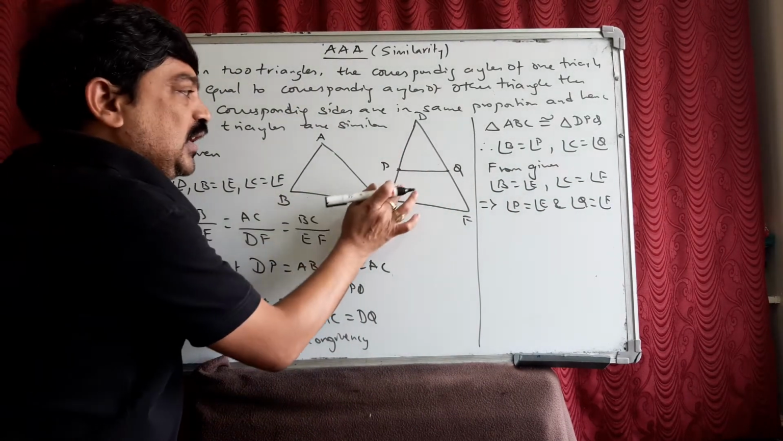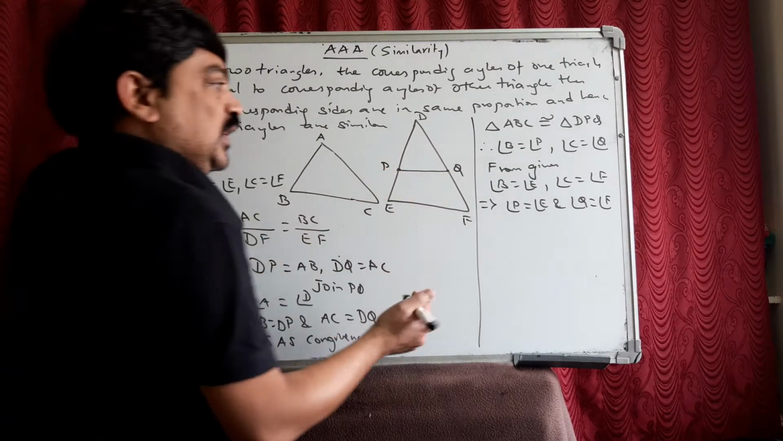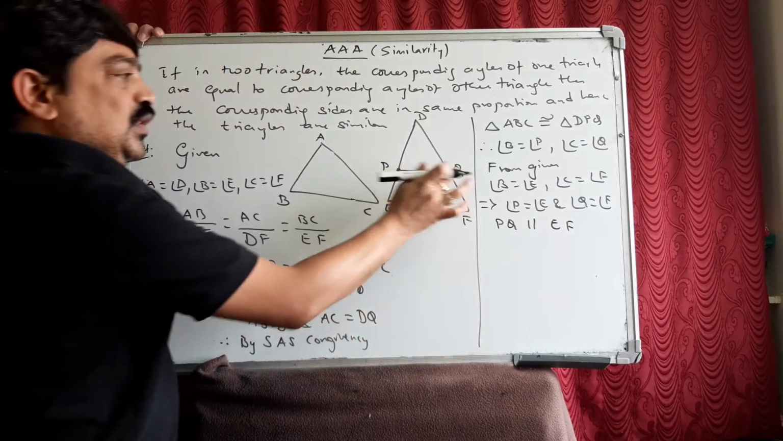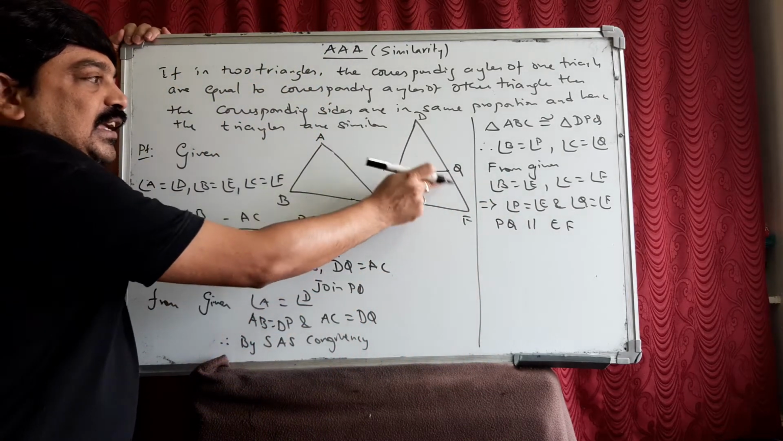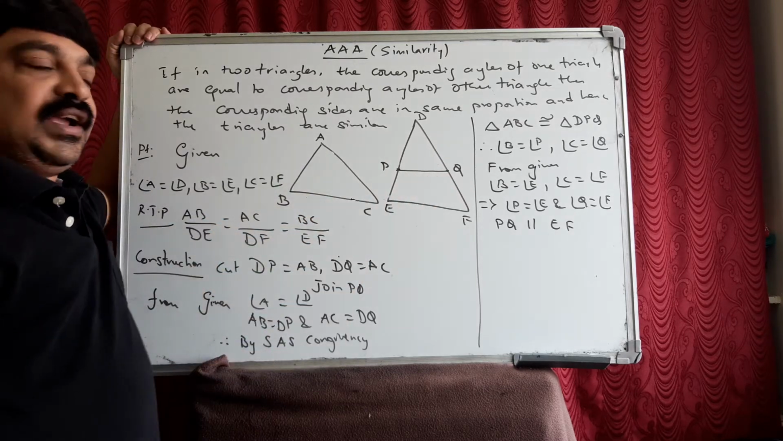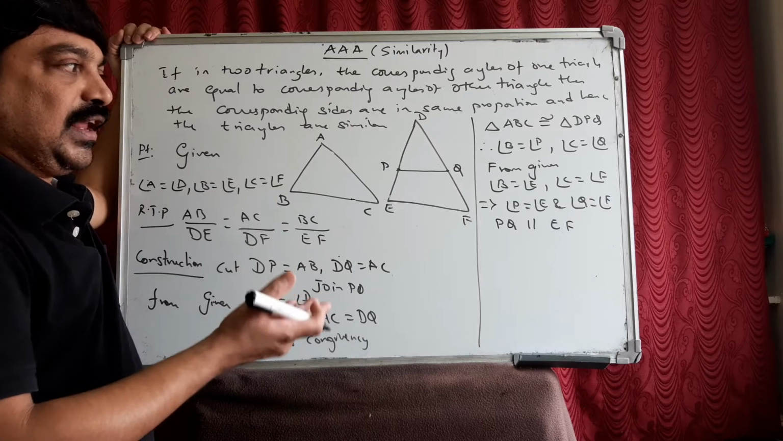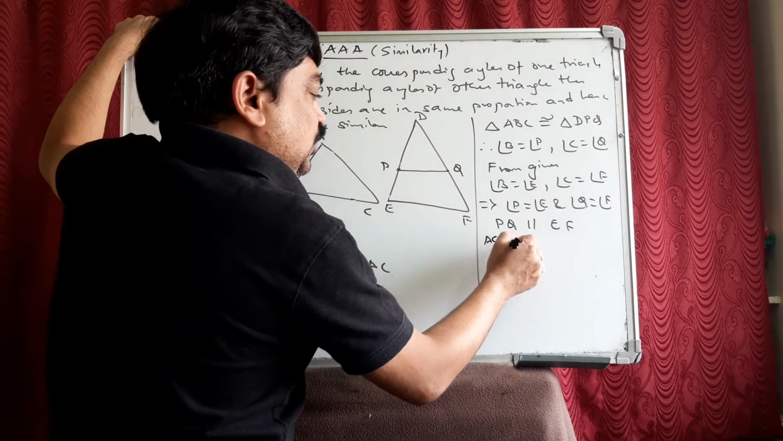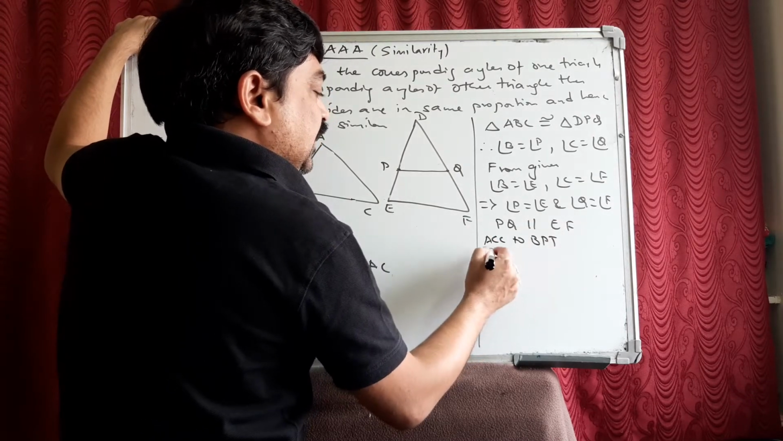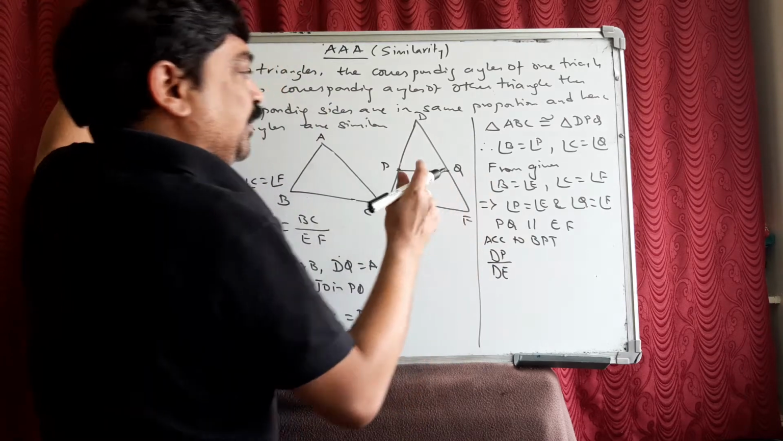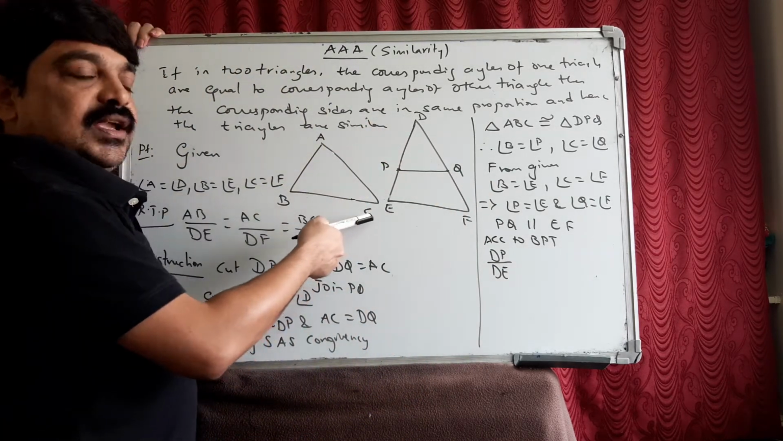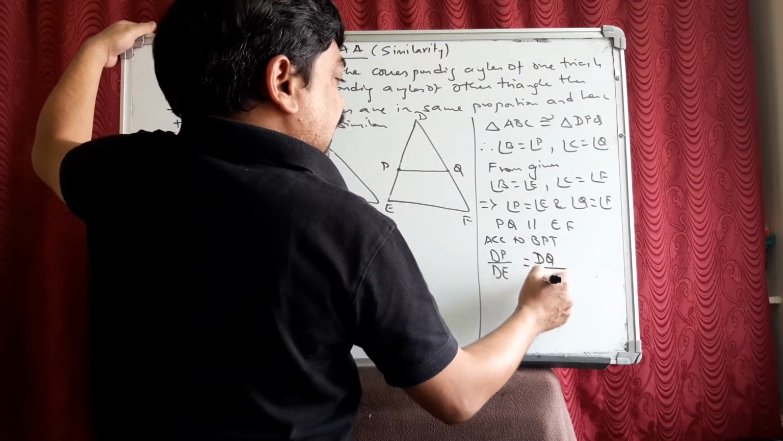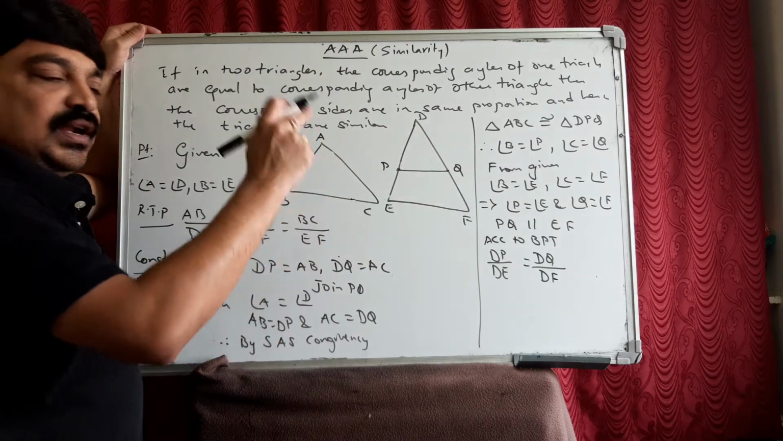Now, when these two angles are equal, what you can say? PQ is parallel to EF, because these angles are equal. When these angles are equal, the line is parallel to the side EF. Now, when PQ is parallel to EF, according to BPT, what we can say? DP by DE, the extension of BPT I am doing. Actually, it is DP by PE, but you can also take DP by DE, is equal to DQ by DF.